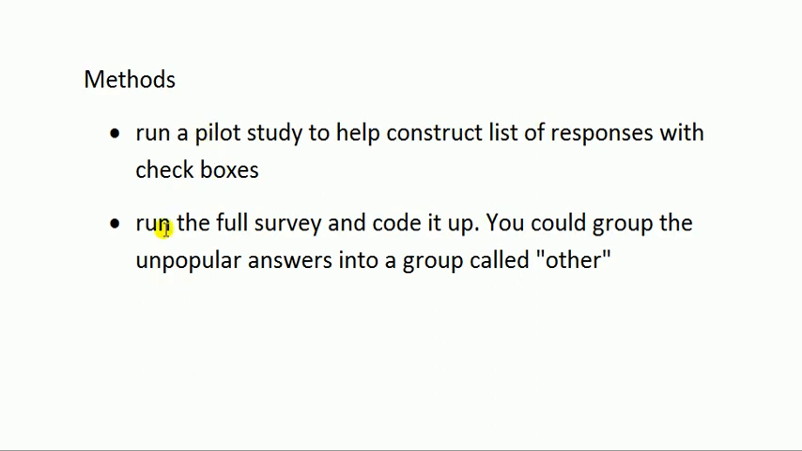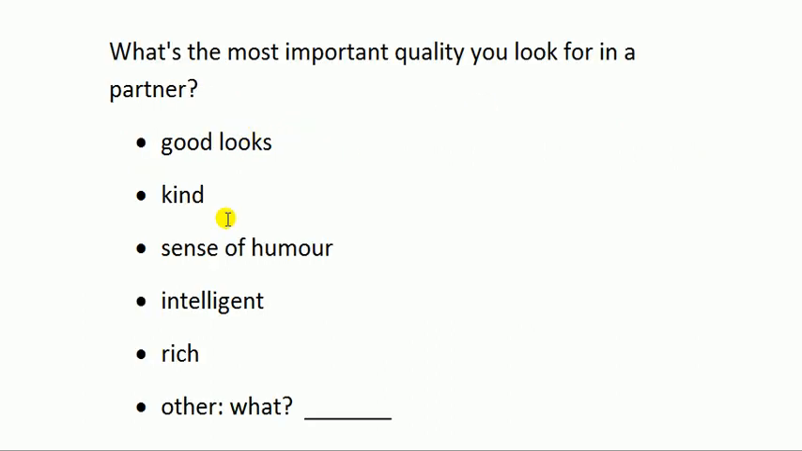Okay, the other thing I can do is just run the full survey, so just hand out all my questionnaires and gather all the data, and then I will code up all the main ones, and all the unusual answers I can group up into other. So that's just another way of getting this kind of list. Alright, so that's it really. It's not really an SPSS question, it's any software you use, right? But since I'm talking to you as an SPSS person, this is what you'd want to do.